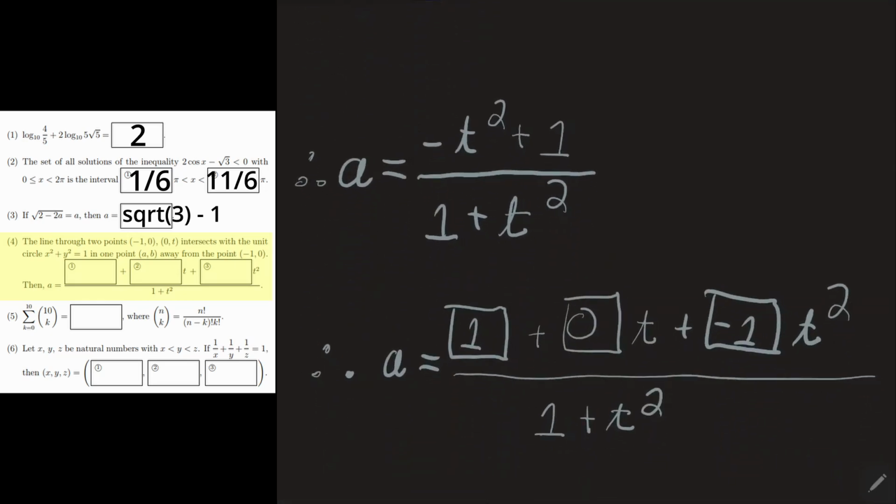So for our final answer, as they ask for in the question, a equals 1 plus 0t plus negative 1t squared, all divided by 1 plus t squared. And that is the answer to this question.